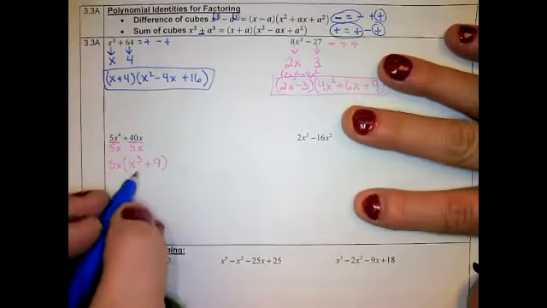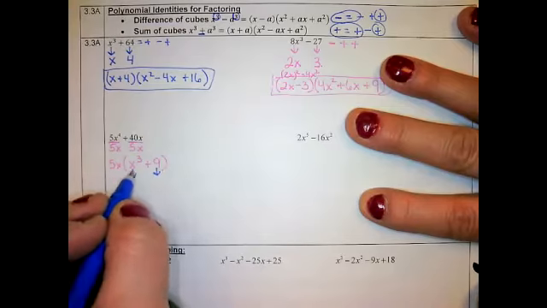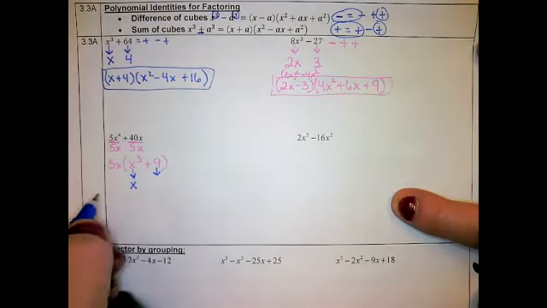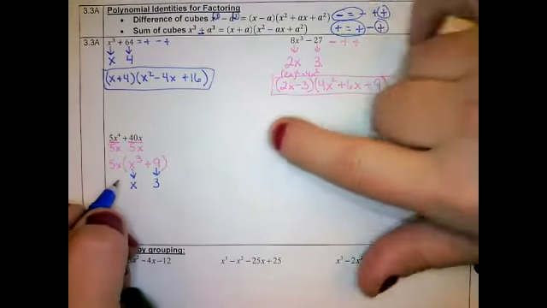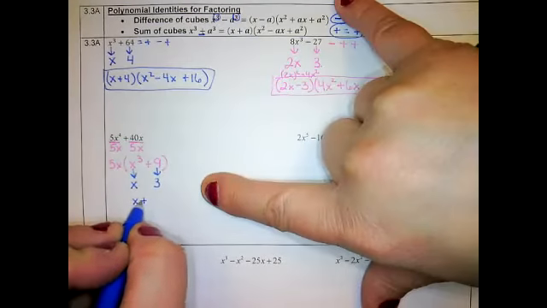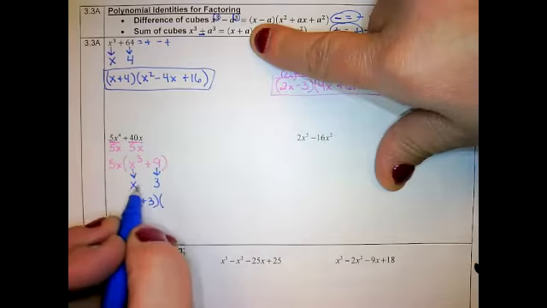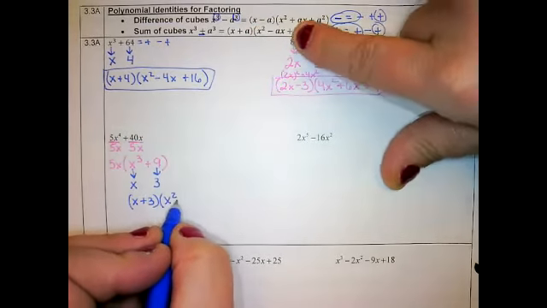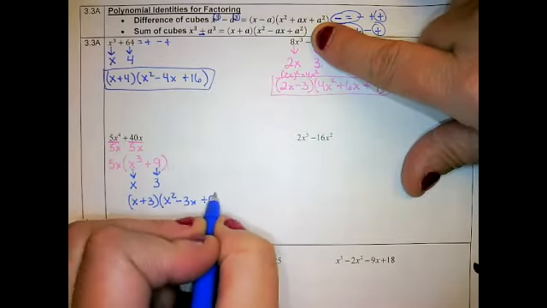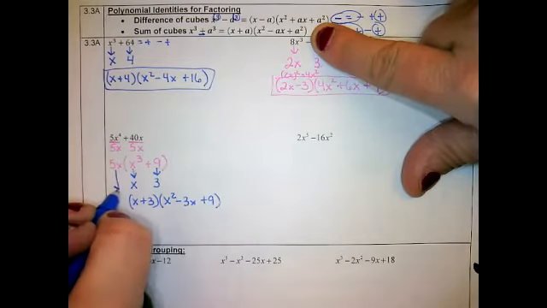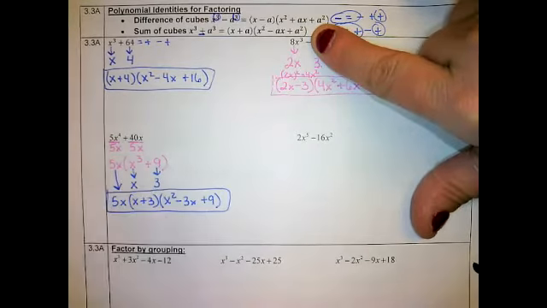So now this part right here is a sum of cubes. So x to the 3rd, the cube root of that is x, and the cube root of 27 is 3. So now I'm going to have x plus 3. I'm just following my formula. x squared minus 3x plus 9. But I can't forget that 5x I pulled out at the beginning. So that is my final factored form.